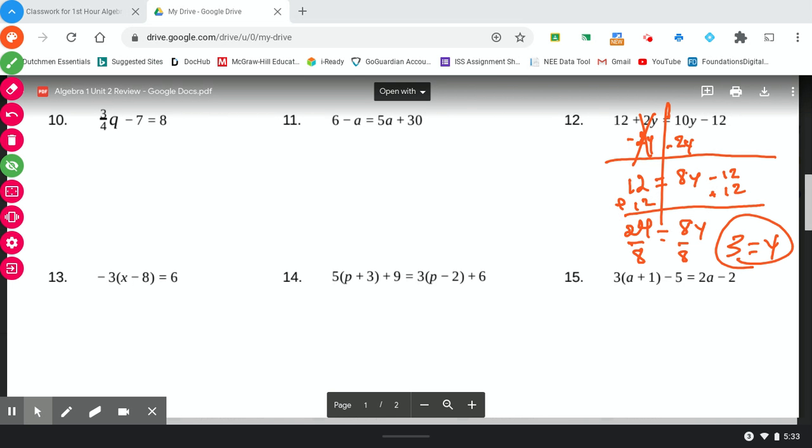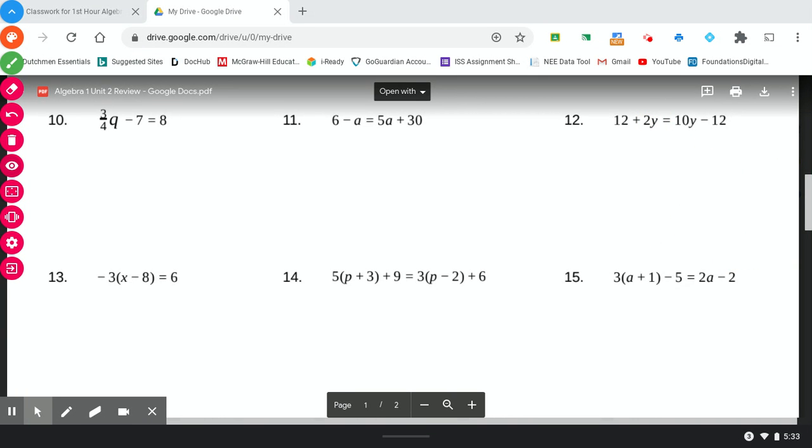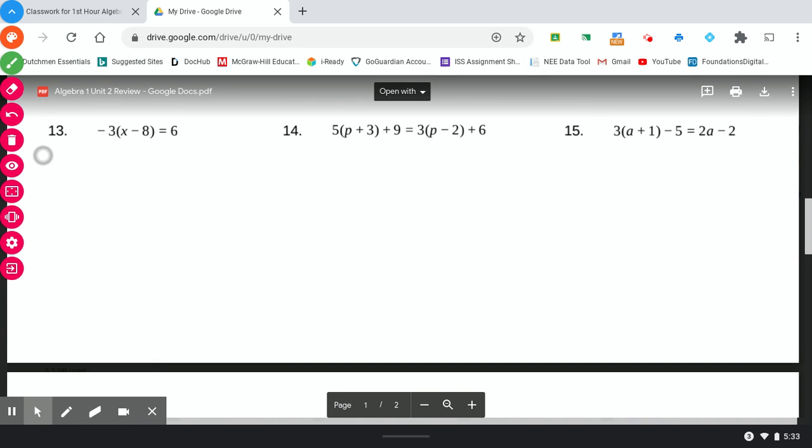All right. Let's scoot this up here a little bit. All right, so this one, we're going to need to do some distributing first. So we distribute this negative 3 to both these in here. So negative 3 times x is a negative 3x, and negative 3 times a negative 8 is a positive 24. And all of that equals 6. All right, so now we're right back to where we were. We just had to add that extra distributive step in.